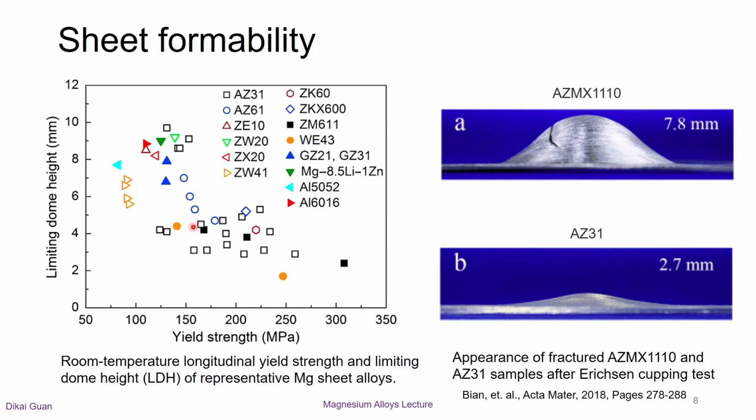However, after suitable alloy composition optimization, some magnesium alloys can obtain both high strength and excellent formability. For instance, the alloy AZMX1110, after adding a small amount of manganese and calcium, has a limiting dome height nearly 3 times that of the commercial AZ31 alloy, as shown in the right figure, and the yield strength is about 50 MPa higher than AZ31 too.